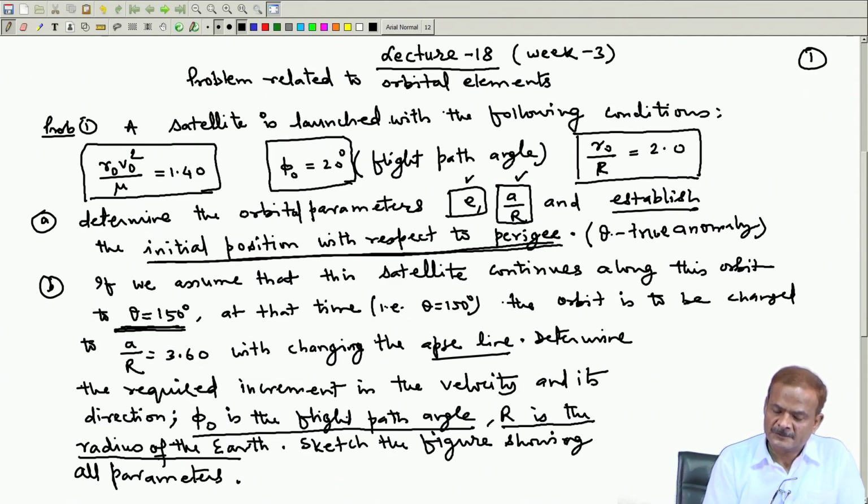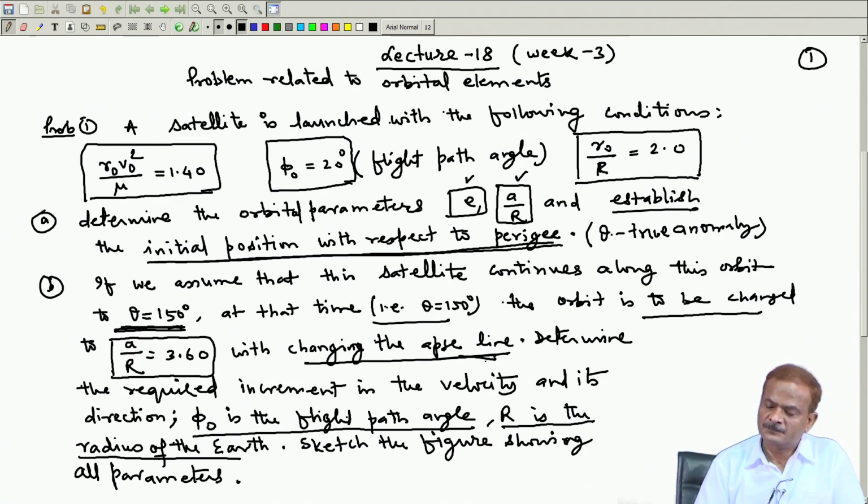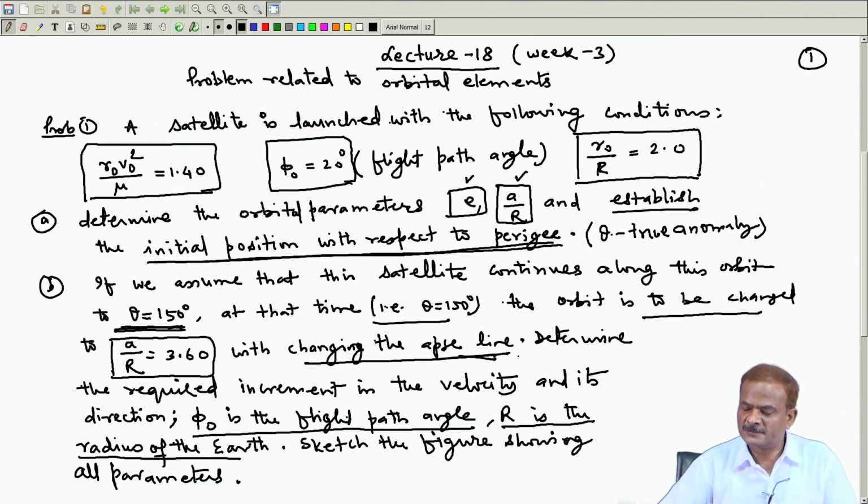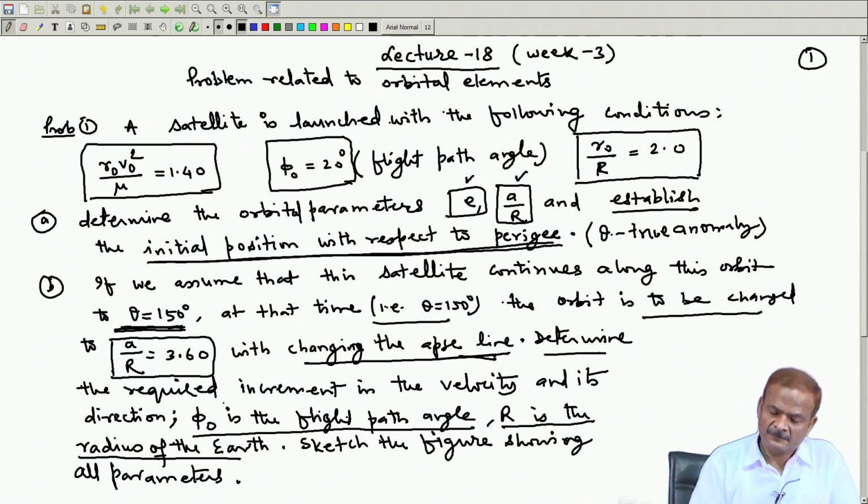Once the true anomaly reaches a value of 150 degrees, at that time the orbit is to be changed to a new A by R. Now, the semi major axis is to be changed without changing the apsis line, meaning the periapsis line, from the focus to the perigee location. That line should not rotate; it will remain the same. So, determine the required increment in the velocity and its direction. How much velocity increment will be required?